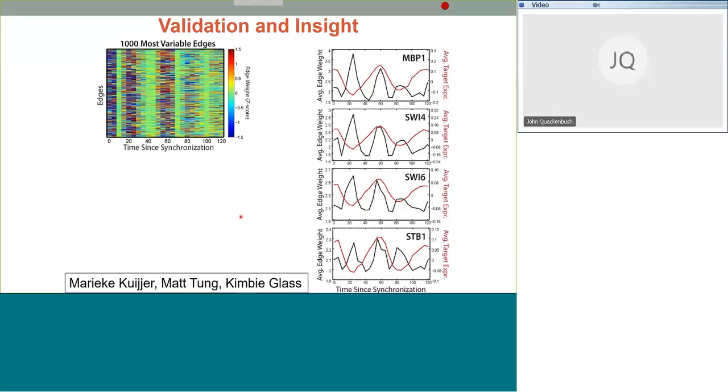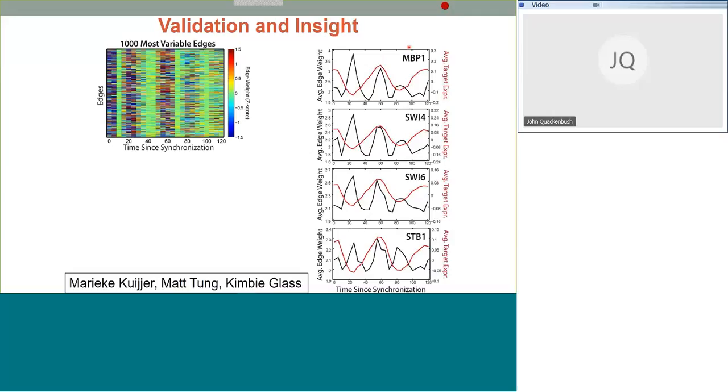So these were networks built with PANDA. And if you look at the right-hand column, in red is the oscillation of the gene expression levels for the target genes. And in black, you can see the oscillation of the edge weights. Now, when we first saw this, we started to notice the edge weights in black were oscillating with twice the frequency of the target genes.